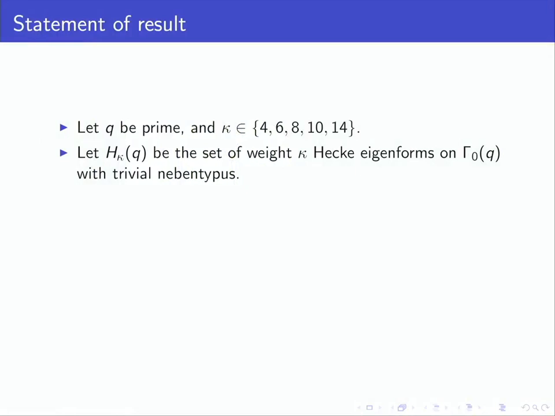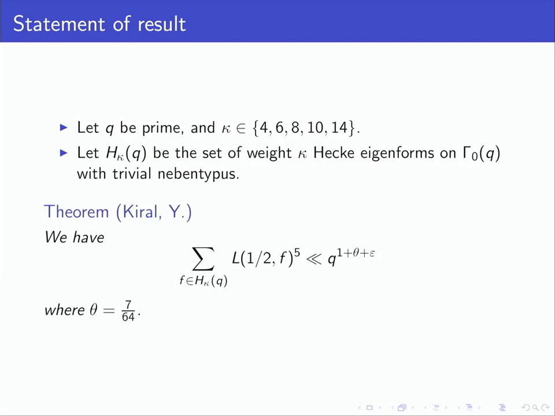So, let's take Q to be a prime, and kappa is one of these integers: 4, 6, 8, 10, or 14. I want H_kappa(Q) to be the set of weight kappa Hecke eigenforms on Gamma_0(Q) with trivial Nebentypus. The theorem is that if we take the L-functions associated to these modular forms and sum up their fifth powers, then the bound is Q^(1+theta+epsilon), where theta is our best known progress towards the Ramanujan conjecture. We know that it's at most 7/64, but it's conjectured to be 0.